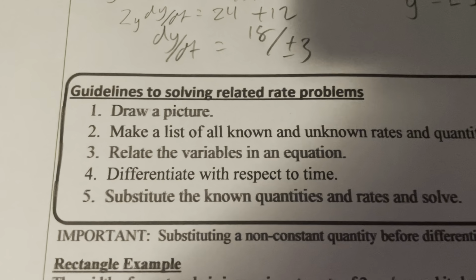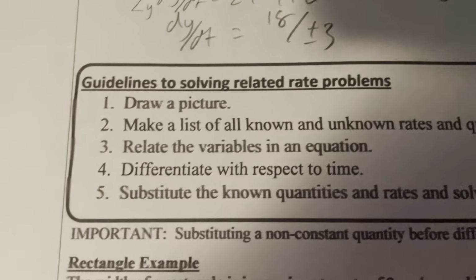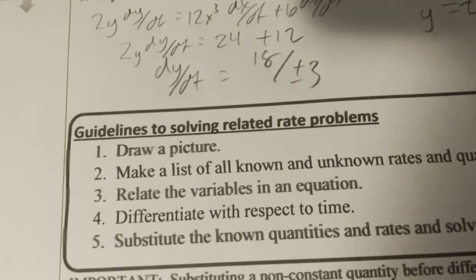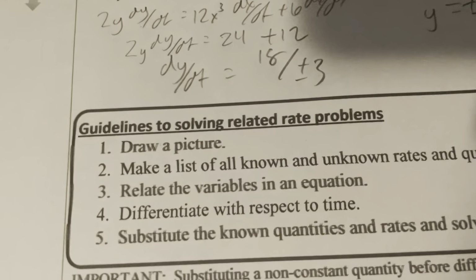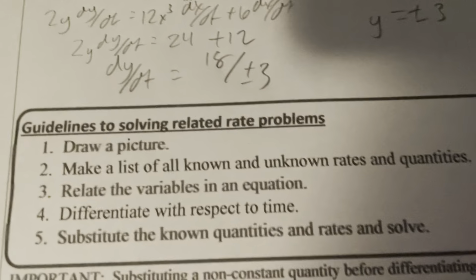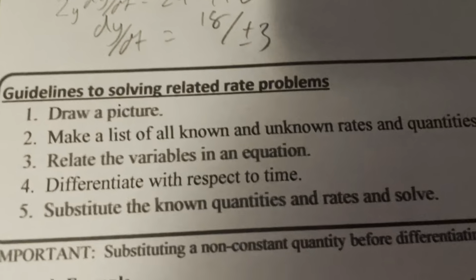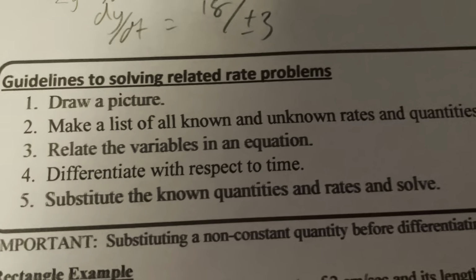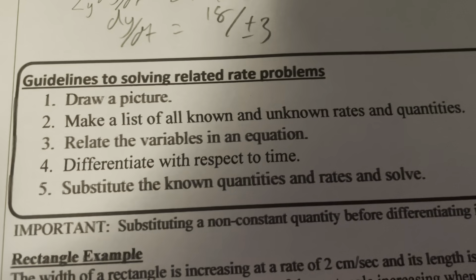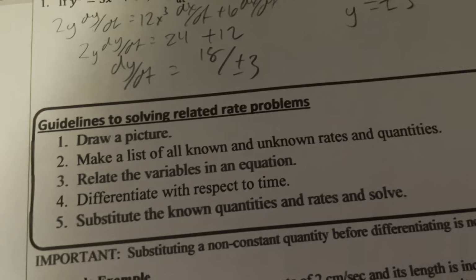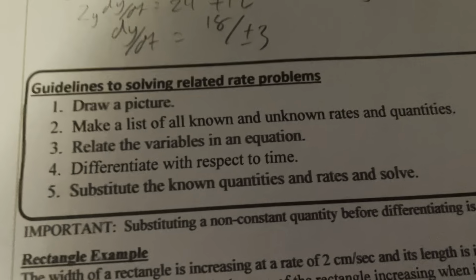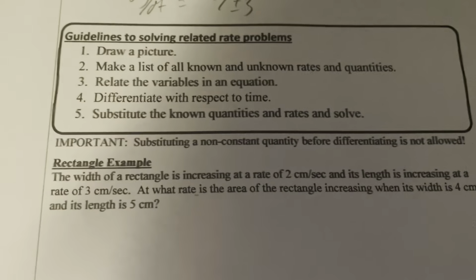Guidelines to solving related rates problems. Number 1, draw a picture. Number 2, make a list of all known and unknown rates and quantities. Number 3, relate the variables in an equation. Number 4, differentiate with respect to time. Number 5, substitute the known quantities and rates and solve. Important: substituting a non-constant quantity before differentiating is not allowed.